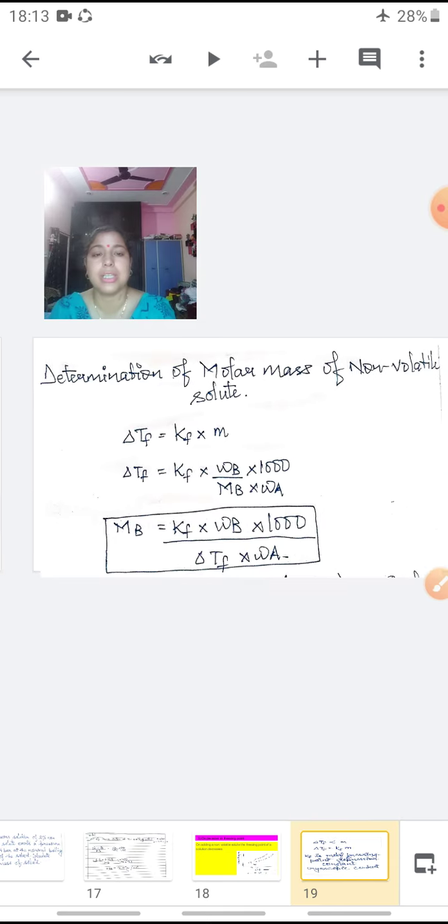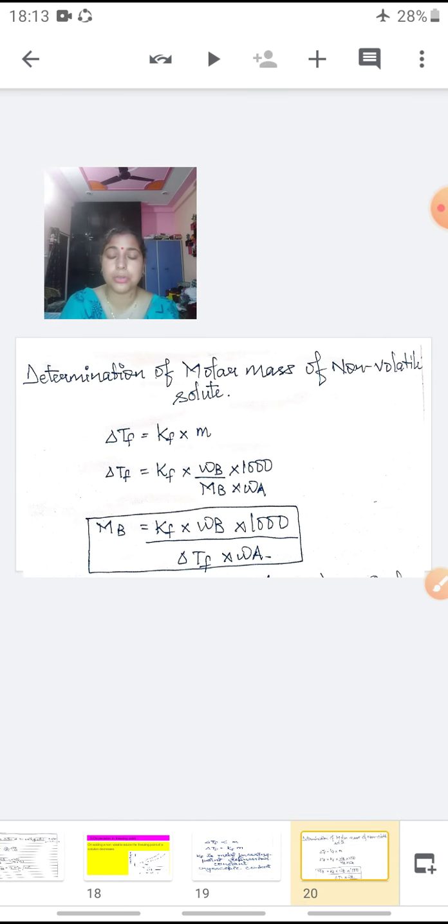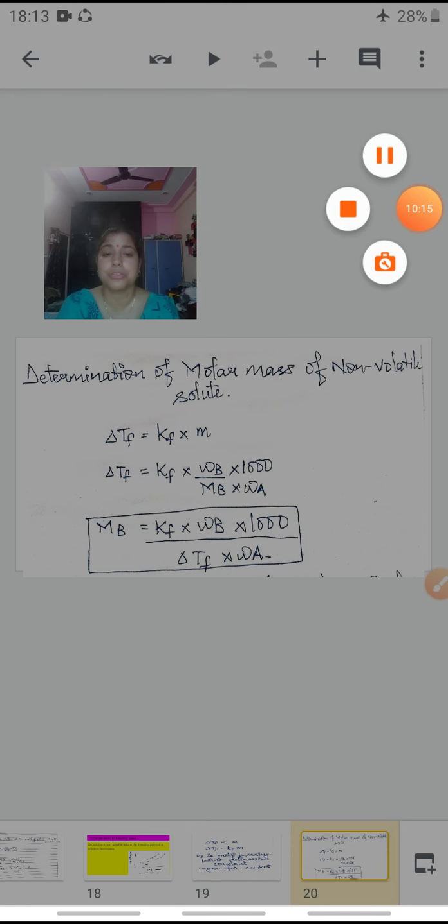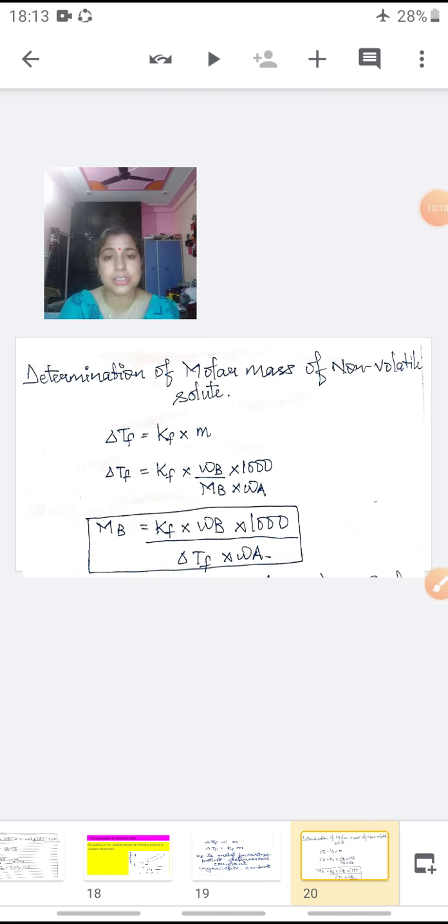Now children, with the help of the colligative property, what we do? We always calculate the molar mass of the non-volatile solute using the colligative property. Today also we'll be calculating the molar mass of the solute. You all know delta Tf equals Kf into m. Expanding m, we get WB upon MB into WA multiplied by 1000. Now, with this, you can take MB to the left hand side, take delta Tf to the right hand side, and you get the formula for calculating the molar mass of the non-volatile solute.